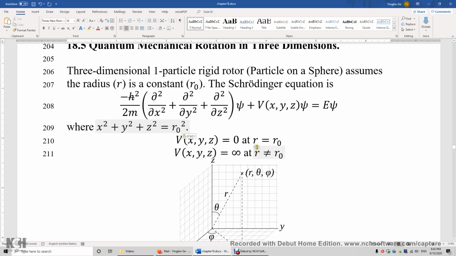Now, if the particle is moving on the sphere with this r0 radius, the potential energy is 0. If the particle leaves this sphere, the potential energy is infinity. So that means the particle can only rotate on this sphere with a radius of r0.